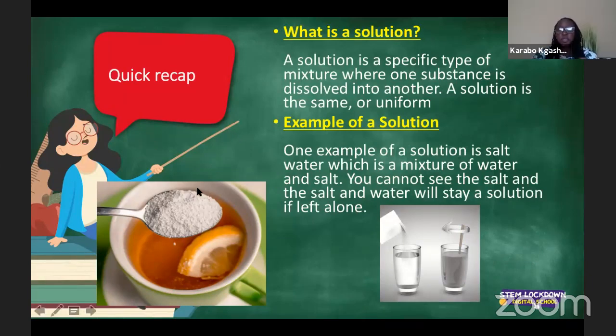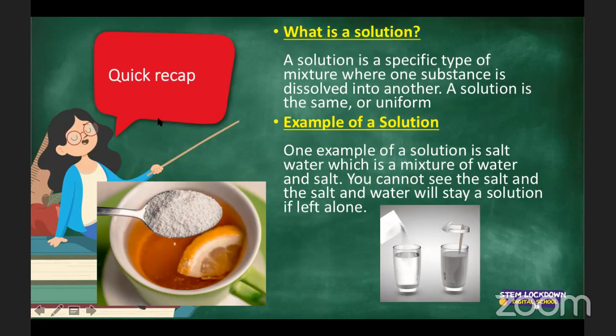So this was basically just a recap from our previous lessons, and we were just discussing the differences between solutions. This slide talks about what a solution is exactly. It says that a solution is a specific type of mixture where one substance is dissolved into another. If I take sugar and water, what will happen if I put 2 teaspoons of sugar inside the water?